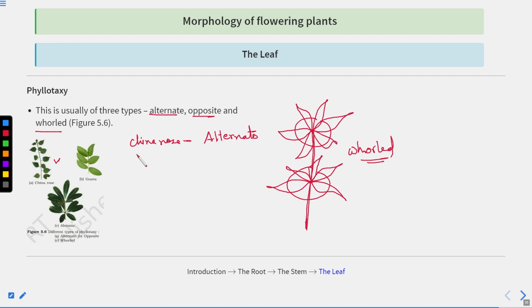And what you see in the case of guava is opposite arrangement. And in the case of Alstonia, very important, Alstonia, you see whorl arrangement. So these three types of arrangement show how the leaves are attached to the stem. These three different types are there, and this arrangement is called phyllotaxy.